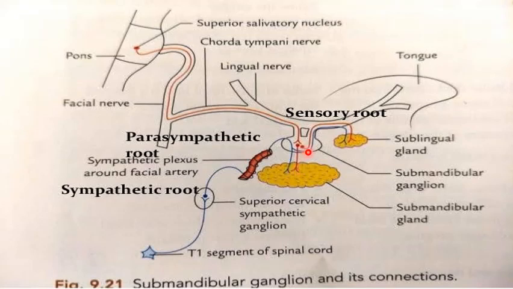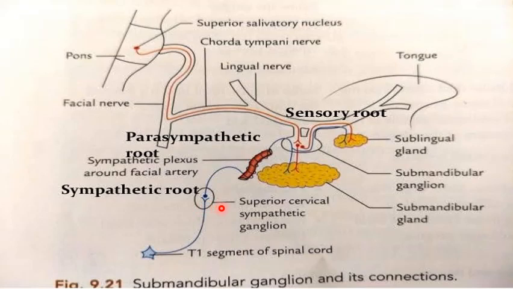Now some postganglionic fibers re-enter the lingual nerve through the anterior root to reach the sublingual gland. Okay, these fibers, the parasympathetic fibers, are supplying secretomotor fibers to the sublingual gland also. Now the sympathetic root.